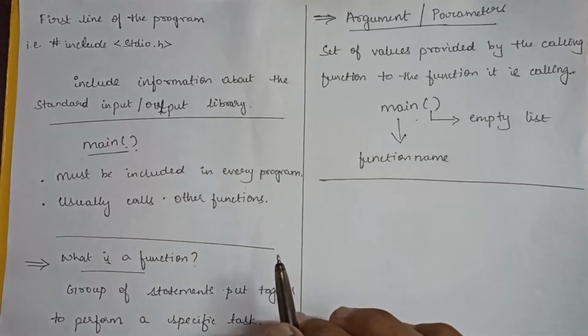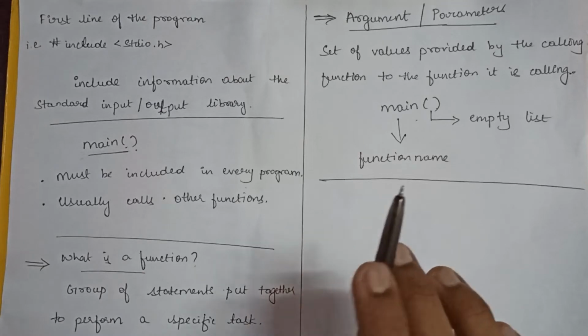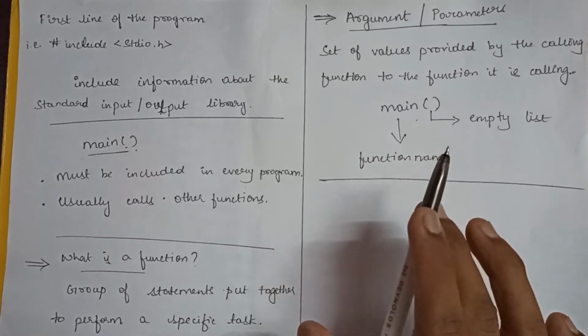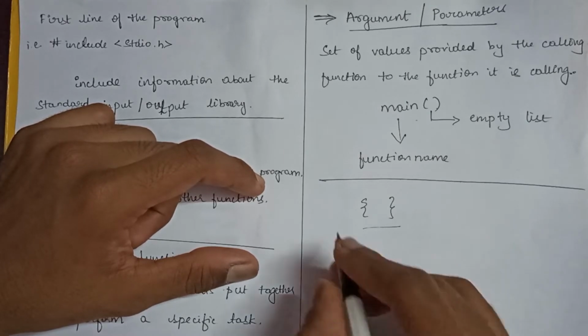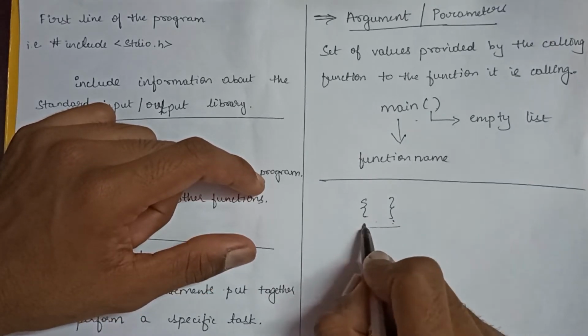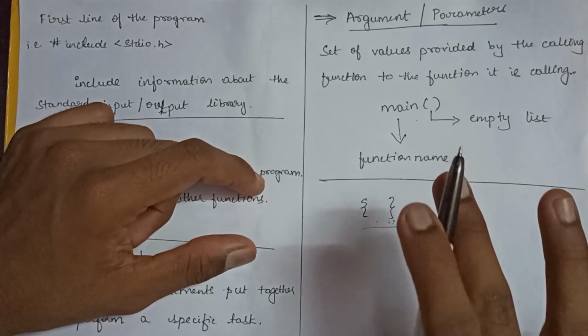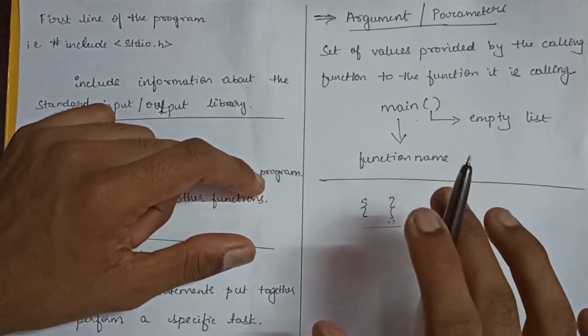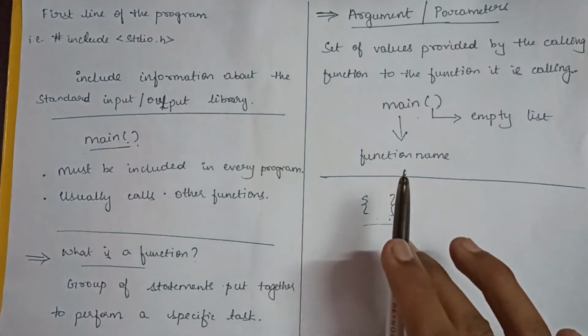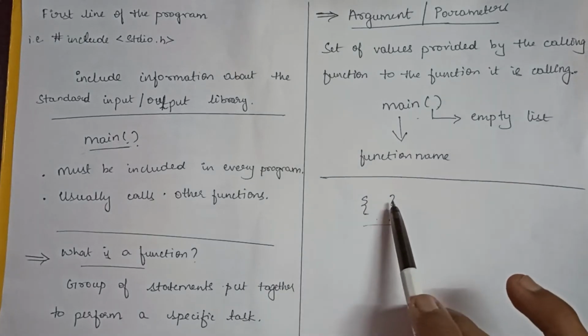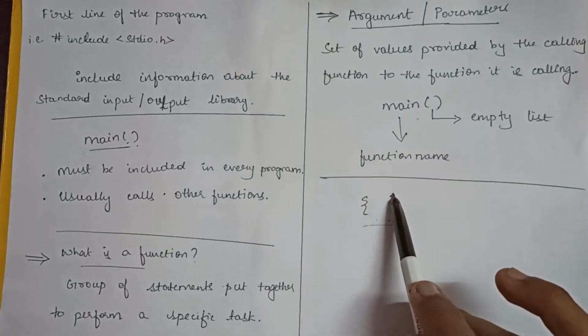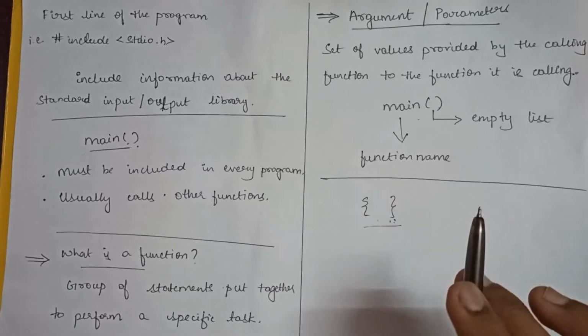Now in the example program, you can observe that after the main function we open the curly bracket. The statements, in this case the printf statement, are written within the curly brackets, right? All the statements of a given function should be enclosed within the curly brackets. If you open this curly bracket and forget to write the closing one, then an error will be displayed in your output.